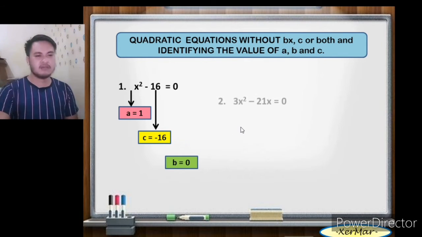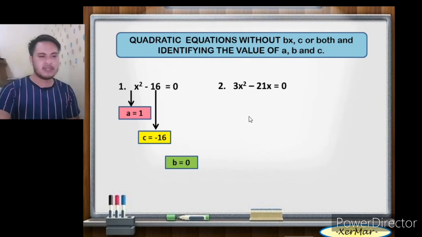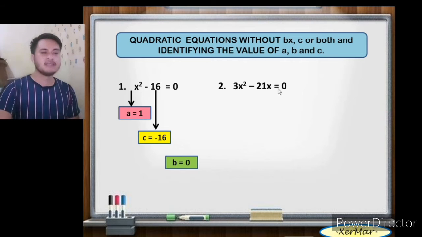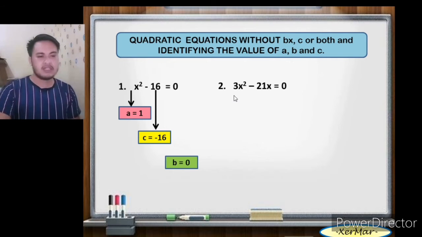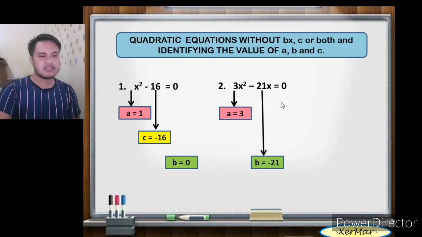Okay, next, number 2. 3x squared minus 21x equals 0. So here, the only two terms are the quadratic term and the linear term. So we don't have the constant term. So what would be the value of A? So A is 3. What about B? So B is negative 21. And of course, our C is literally 0.